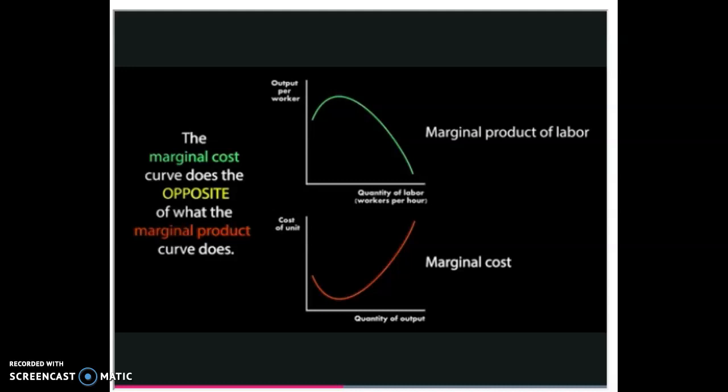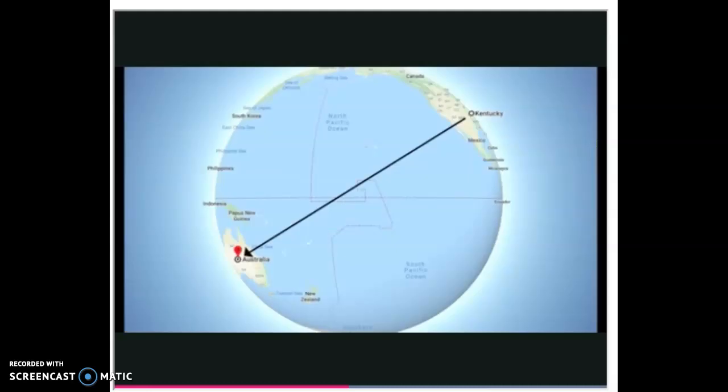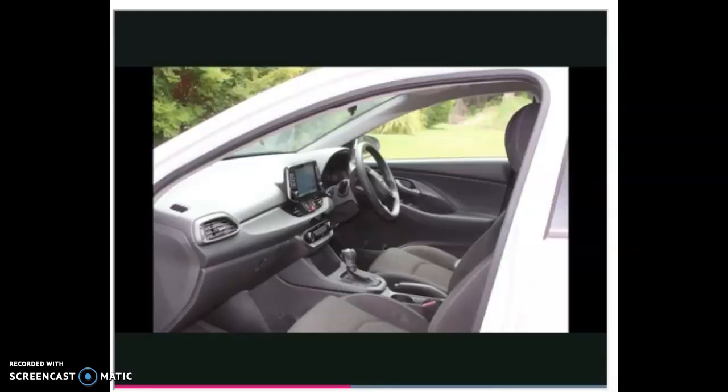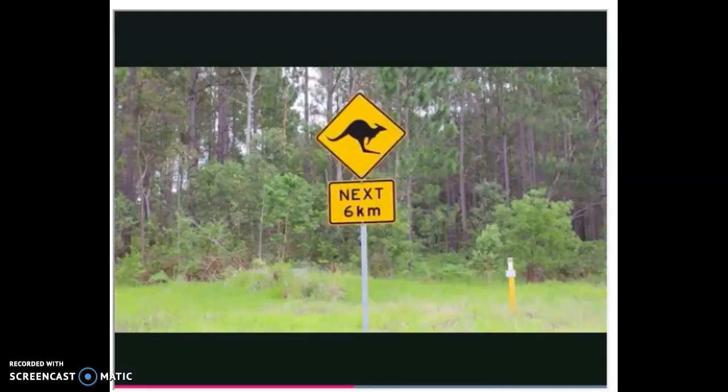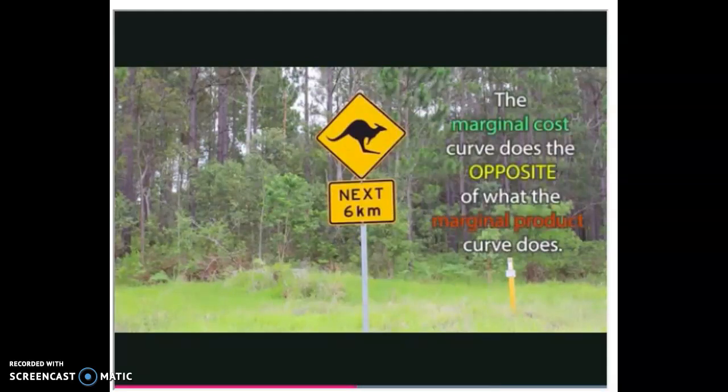To reinforce this important but often forgotten reason for the shape of the marginal cost curve, I've gone to the opposite side of the world where they drive on the opposite side of the car on the opposite side of the road to remind you to think of the opposite of what happens to marginal product to explain the shape of the marginal cost curve.